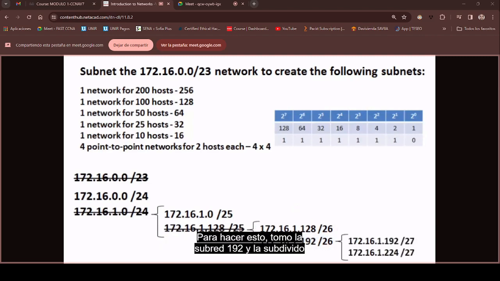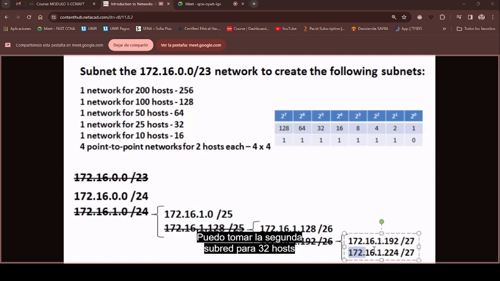To do this, I take the 192 subnet and subdivide it by changing the subnet mask from /26 to /27, creating two subnets of 32 hosts each. So now I'm no longer using the 192 subnet /26, I'm using it as a 192 /27 subnet and a 224 /27 subnet. From here, I still need a subnet for 10 hosts.